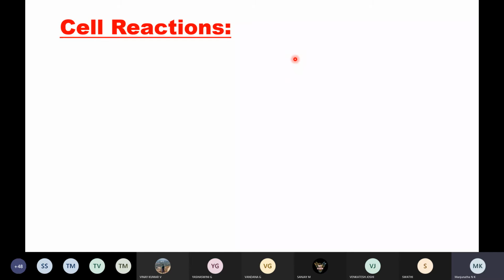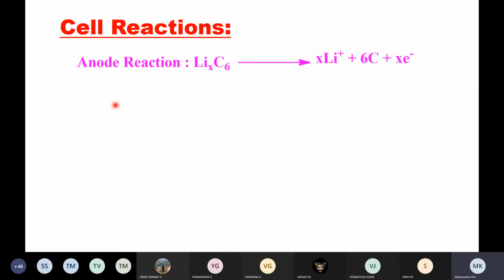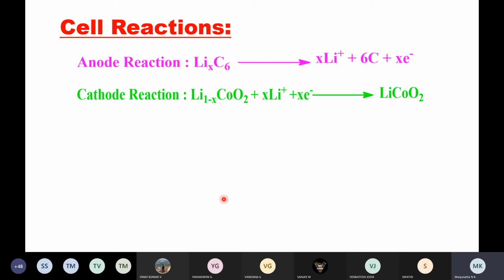During the discharging process, the lithium cobalt oxide battery acts as a galvanic cell, where chemical energy is converted into electrical energy. First, at the anode an oxidation reaction takes place, in which the lithium carbon material present as the anode undergoes oxidation and forms lithium ions with the liberation of electrons. Here, whatever electrons are liberated are taken by the cathode, that is lithiated cobalt oxide.